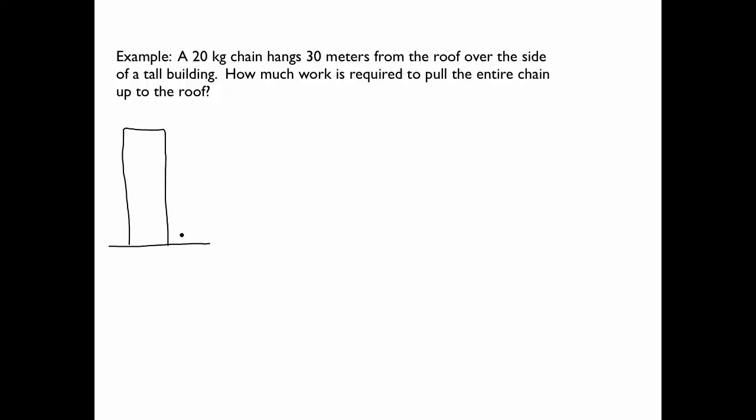So here's our building, okay? And initially the chain is going to hang 30 meters. That's a really tall building and a long, long chain. And we're going to pull that whole chain up onto the roof. Why is this not a straightforward force times distance calculation for work? Why is this more complicated than that?